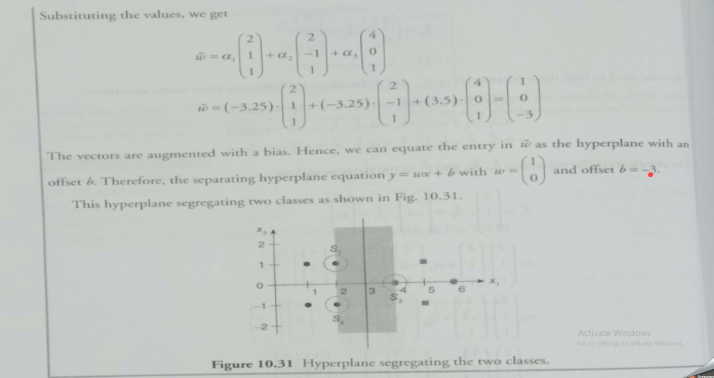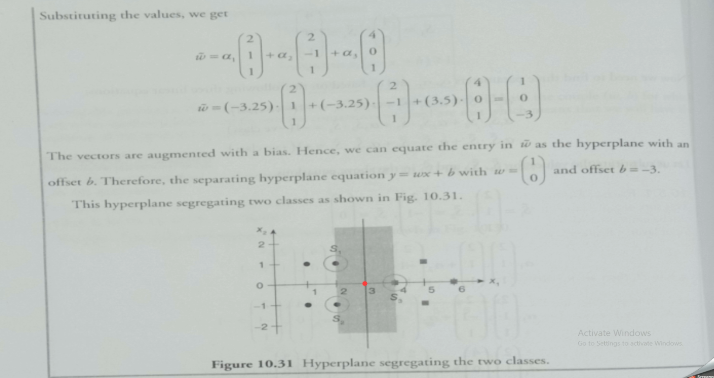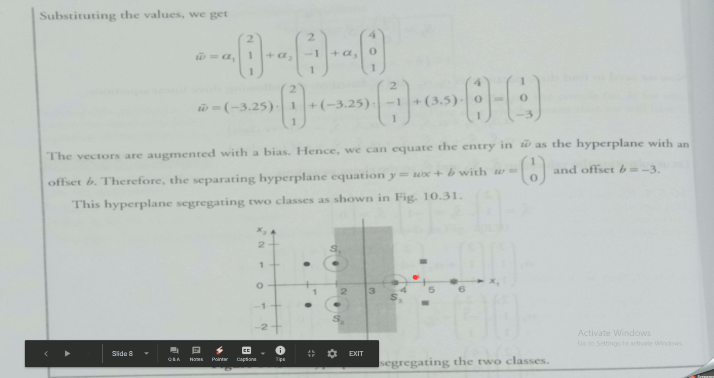And b equal to -3, when we bring b to the other side, it is b plus 3. That is why we have considered a line that is perpendicular to x1 and parallel to x2 to be the optimum hyperplane, segregating the two classes, class 1 and class 2. Thank you.